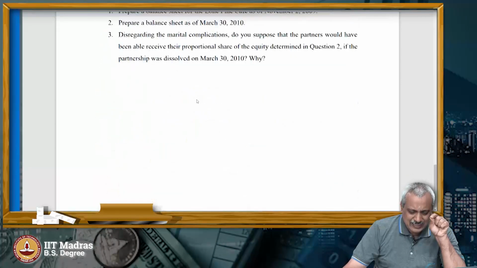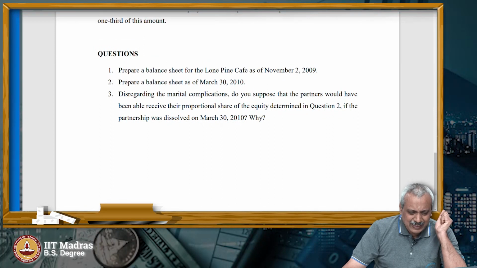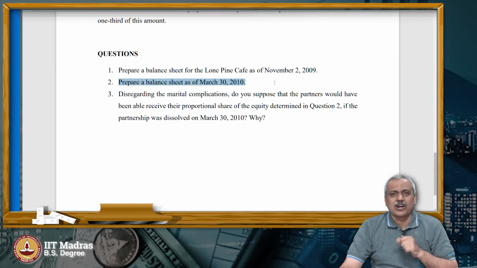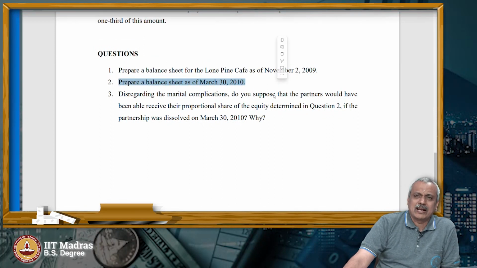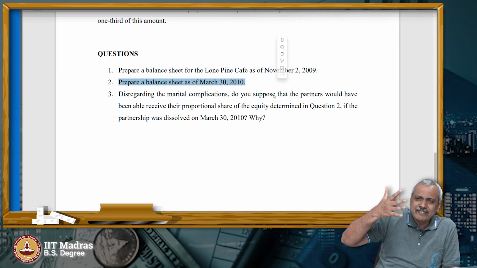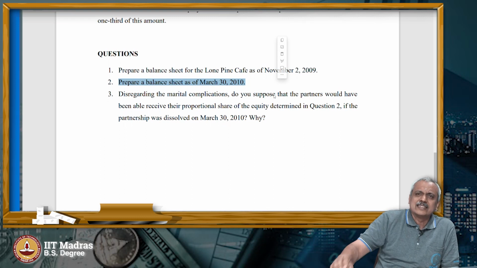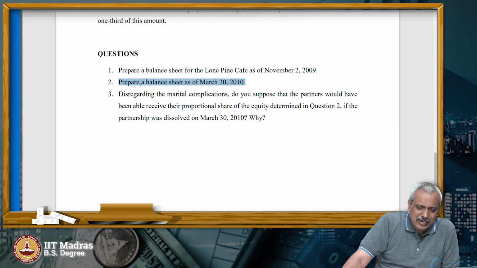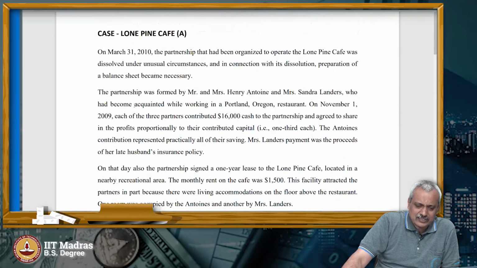So what is happening? The second question is, on the day the entity was dissolved, 31st of March, they are asking me to prepare a balance sheet. So the previous evening they are asking me to prepare this particular balance sheet, and that is the second question. Now, what is the first one?